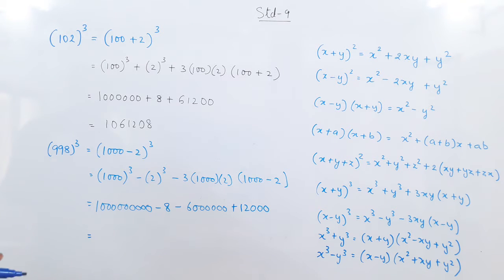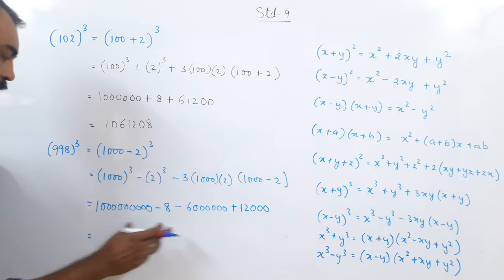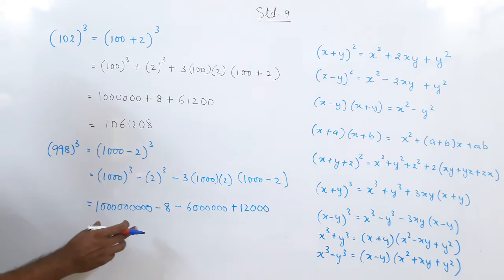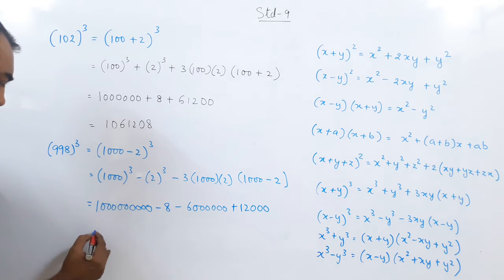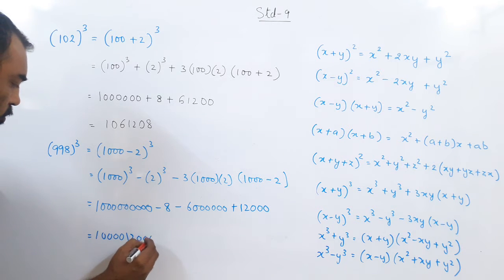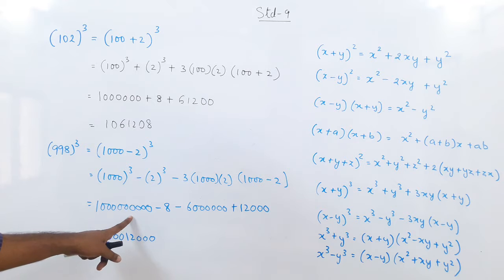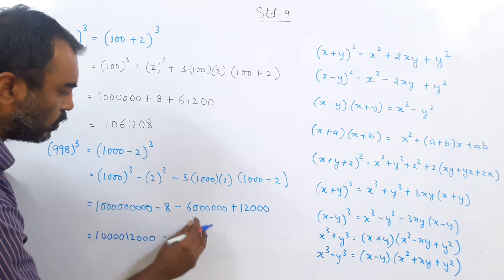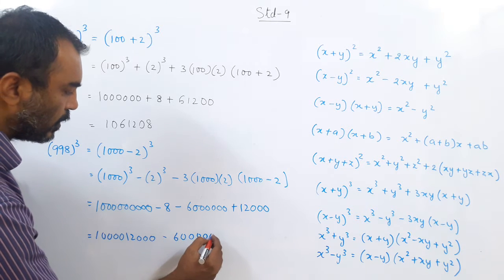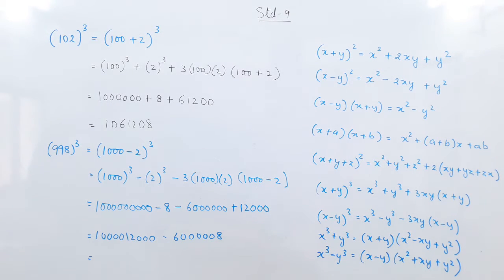So now comes the long sum, but we'll have to do it anyhow. So first we will do the addition part, right? So we'll add this and this. So what do you get? 1 followed by 9 zeros, plus 12,000, minus 6 followed by 5 zeros, and 8. Subtracting this would give us our answer.